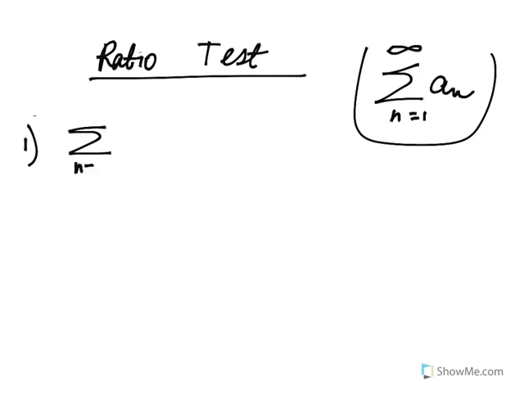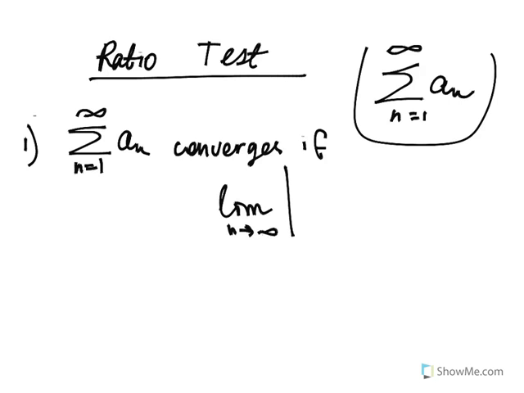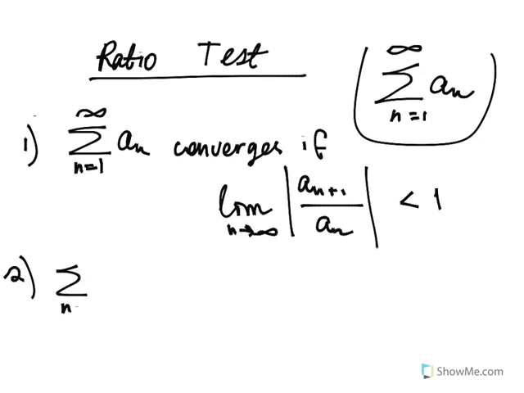So the first one: your series converges if you take the absolute value, by the way, of the limit as n approaches infinity. All you do is take a sub n plus 1, you just add 1 to n, and divide it by the original expression with n in it. If the whole result is less than 1, then you say it's convergent.